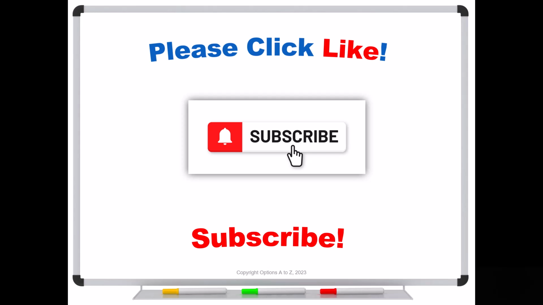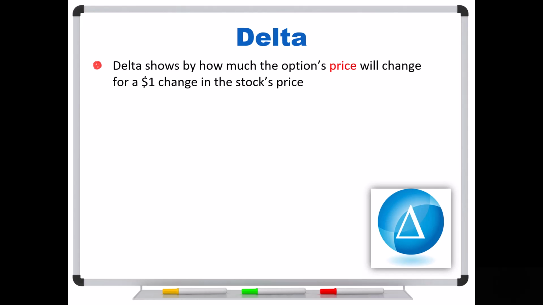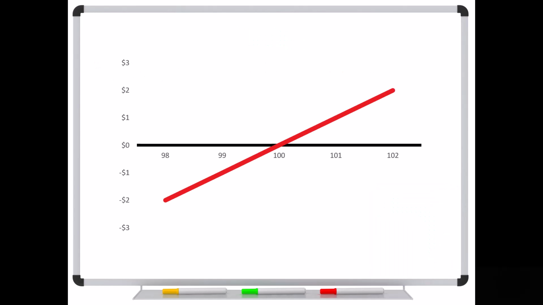So before we get started, quick review on delta. You can't understand what it means to have your deltas roll over if you don't understand what delta is. Delta is one of our many Greeks that we use in options trading. It's a sensitivity measure, and delta shows by how much the option's price will change for a $1 change in the stock's price. Technically speaking, we should be using very small changes in the stock's price, fractions of a penny. But to make things simple, we just say if the stock rises or falls $1, how much is that going to affect my option's price? This is where the concept of delta comes from.